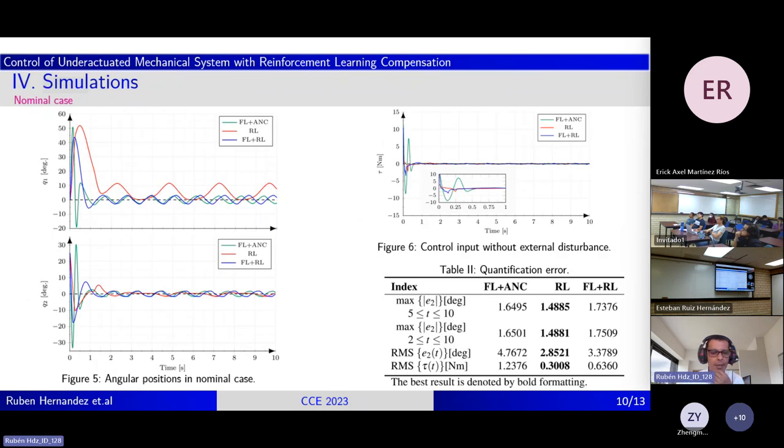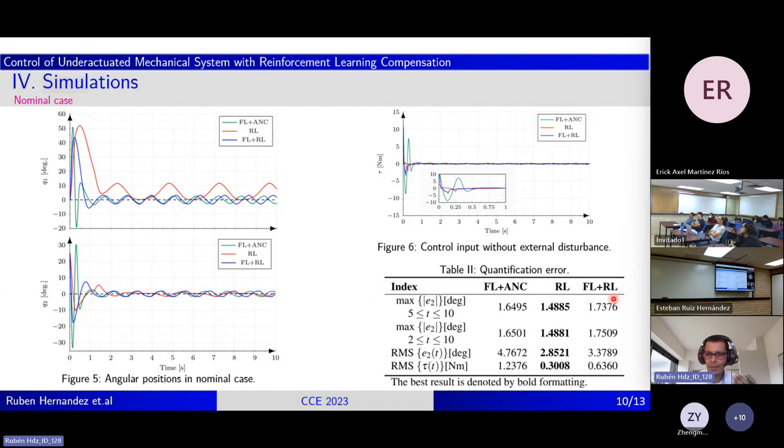So in this slide, we show the simulation results. As mentioned before, the reinforcement learning agent is designed to stabilize and hold the pendulum in the vertical position, which becomes a complicated task in the presence of external disturbances, and even more so when nonlinear friction is present. To this end, the numerical simulations are conducted in MATLAB Simulink, and the initial condition for the pendulum position is set at 25 degrees. So in the first case, we simulate the nominal case.